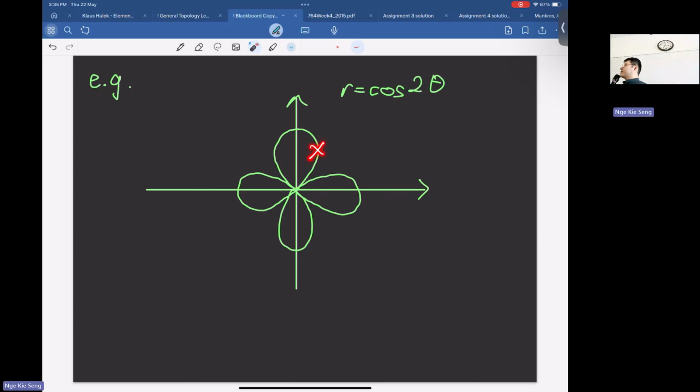Is it still connected? Not enough, right? The other parts are still connected. So where can you cut it such that this set is not connected? Yes, the origin. You can take away the origin such that it's not connected.